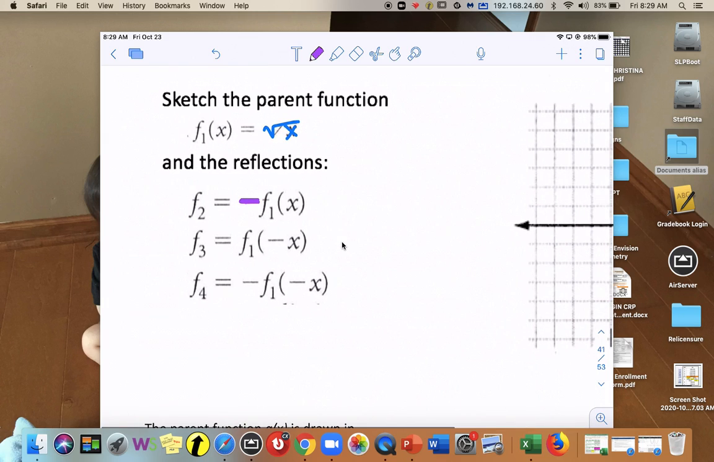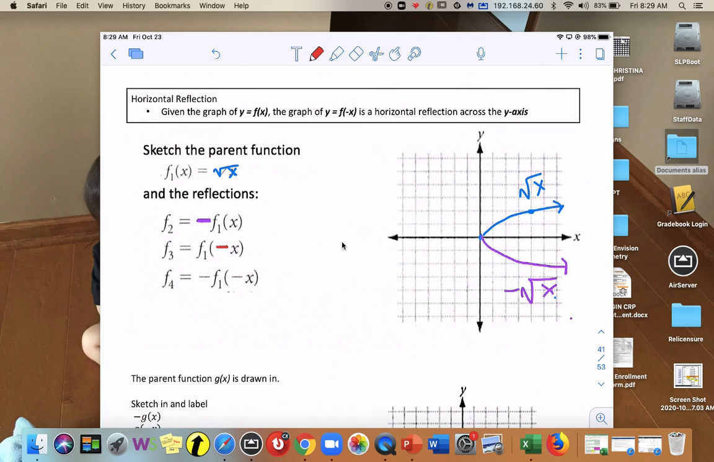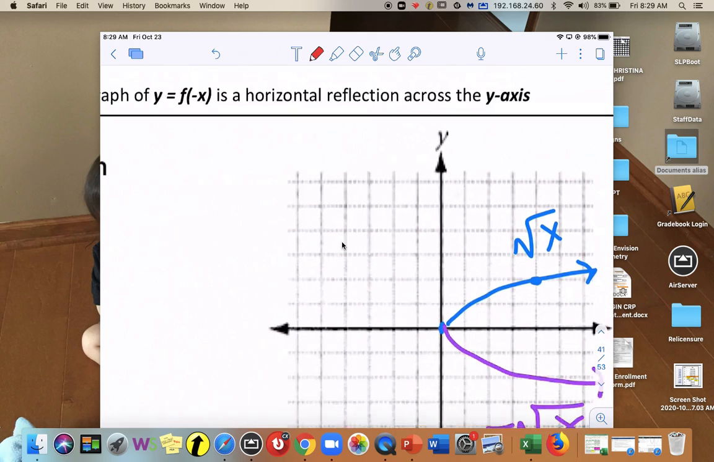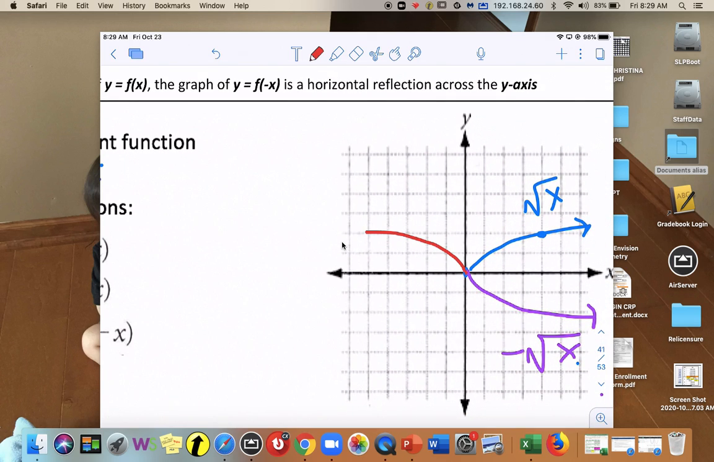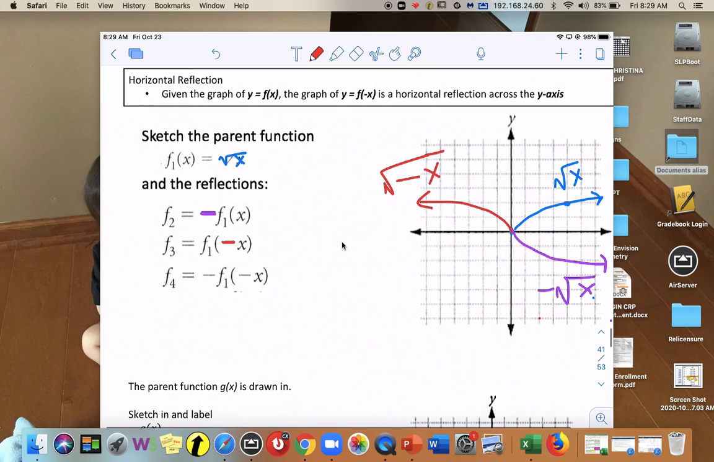Let's go over the next one, f3 of x. What happens if there's a negative on the inside of the parentheses? Inside comes second, so it flips over the y-axis. We take a look at our parent function, the one in blue, and we're just going to go this way. So here's the square root of negative x. The negative on the inside reflects over the y-axis. What happens if you reflect it over the x and the y? Okay, so this is what this means.